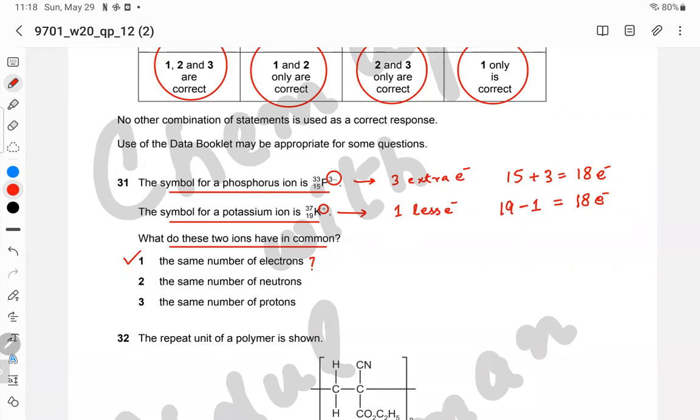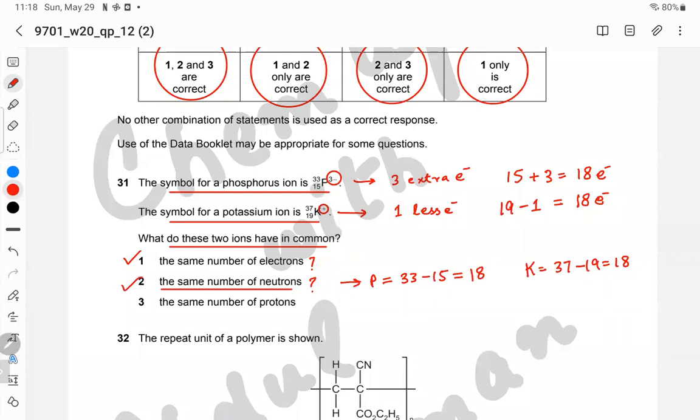Now, the same number of neutrons. Is this statement correct? If I talk about phosphorus, the number of neutrons for phosphorus will be 33 minus 15, which gives me 18. And in case of potassium, the number of neutrons will be 37 minus 19, which also gives me 18. So the second statement is correct as well.